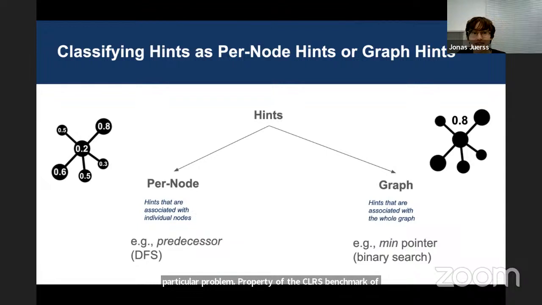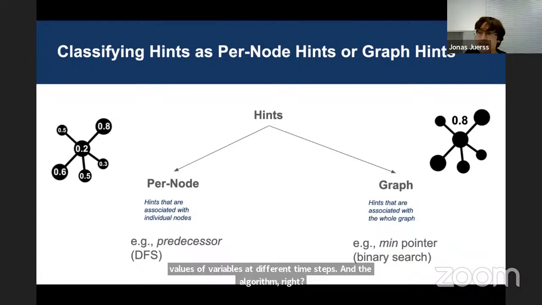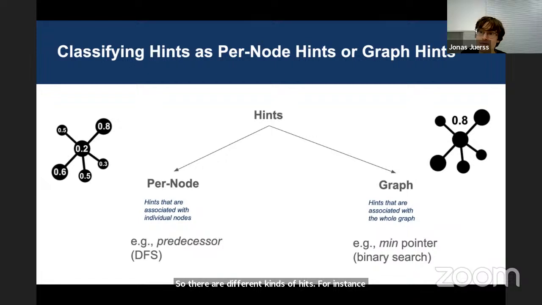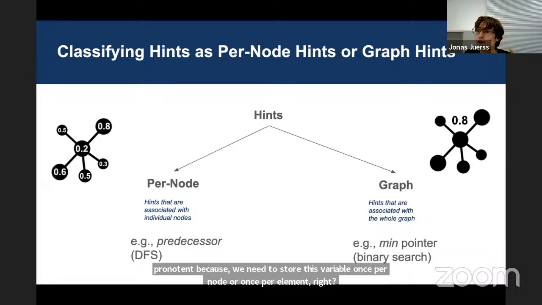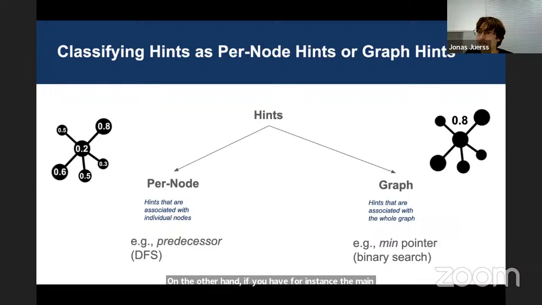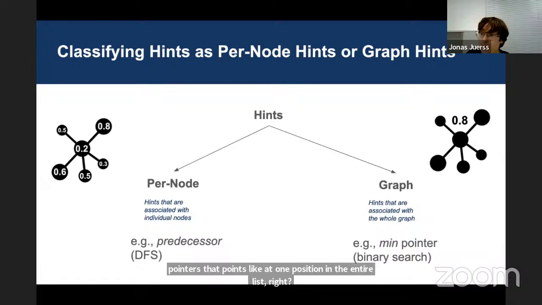So Dilhan already mentioned that hints are basically the values of variables at different time steps in the algorithm, right? There are different kinds of hints. For instance, if you want to store the parent pointer of each single node, then that is what we would call a per-node hint, because we need to store this variable once per node or once per element. On the other hand, if you have, for instance, the min pointer in binary search, you only need one of those pointers that points at one position in the entire list. So that's a per-graph hint where you only have one of those.